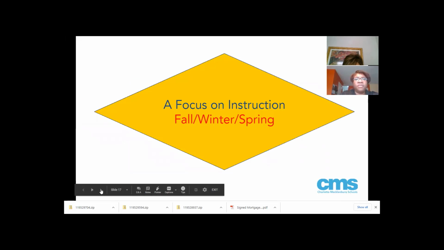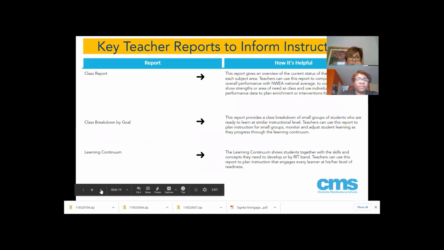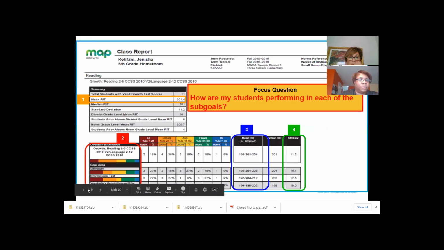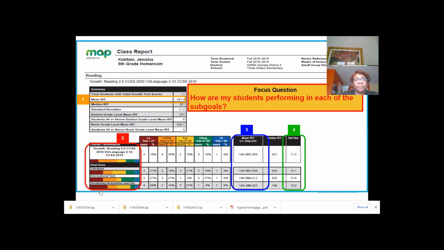So now we're going to move into focus on instruction. The reports we're going to look at are three reports that we're going to identify. How we look at these reports depends on the time of year. So it's the class report, the class breakdown report, and the learning continuum. These are the reports we use to inform our instructional practices when we're looking at our MAP reports.